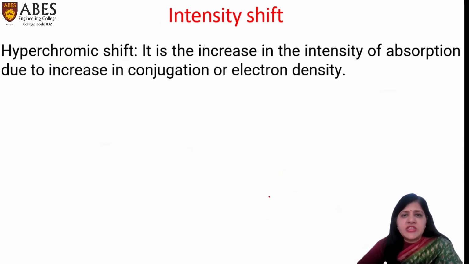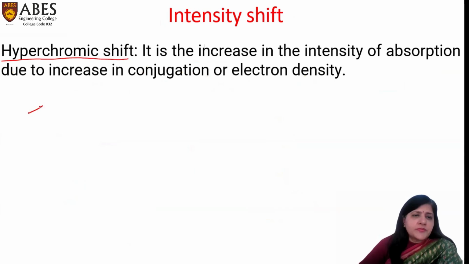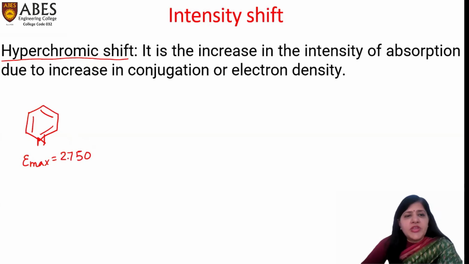Next is intensity shift. Hyperchromic shift is defined as increase in the intensity of absorption due to increase in conjugation or electron density. Suppose we have a molecule like this, pyridine. Pyridine shows absorption intensity of 2750. This is the intensity of absorption of pyridine. And here we have methylpyridine.